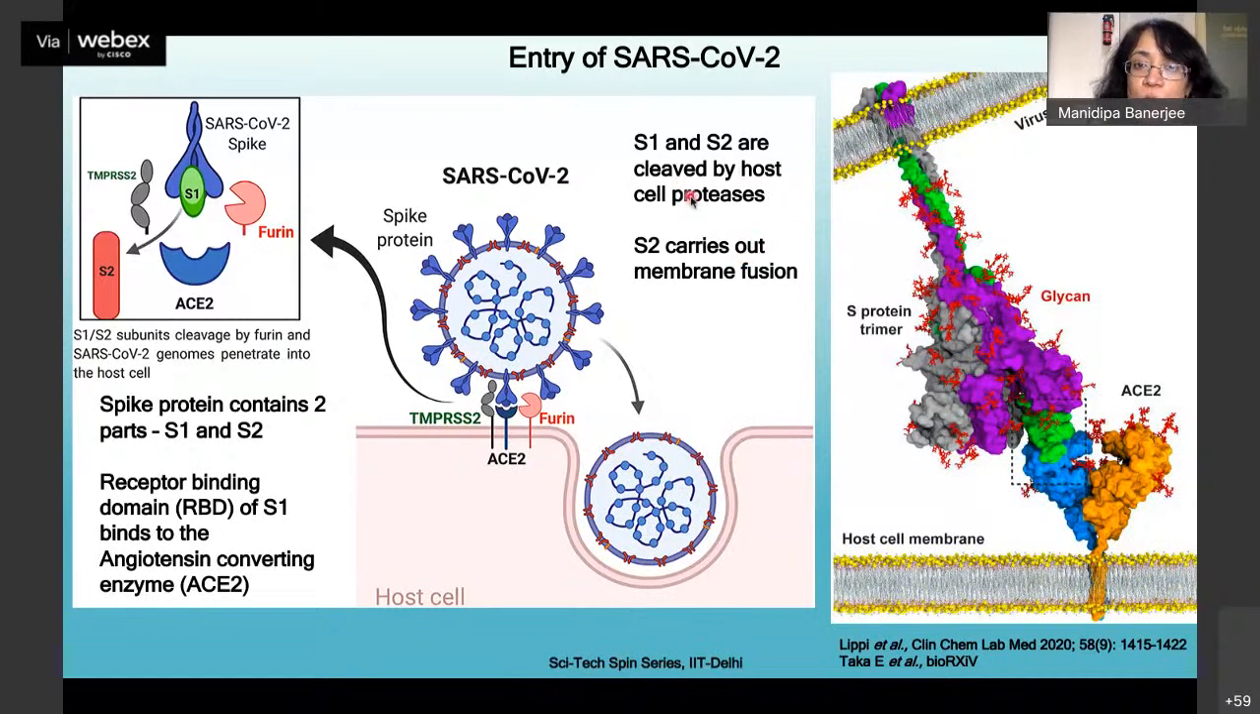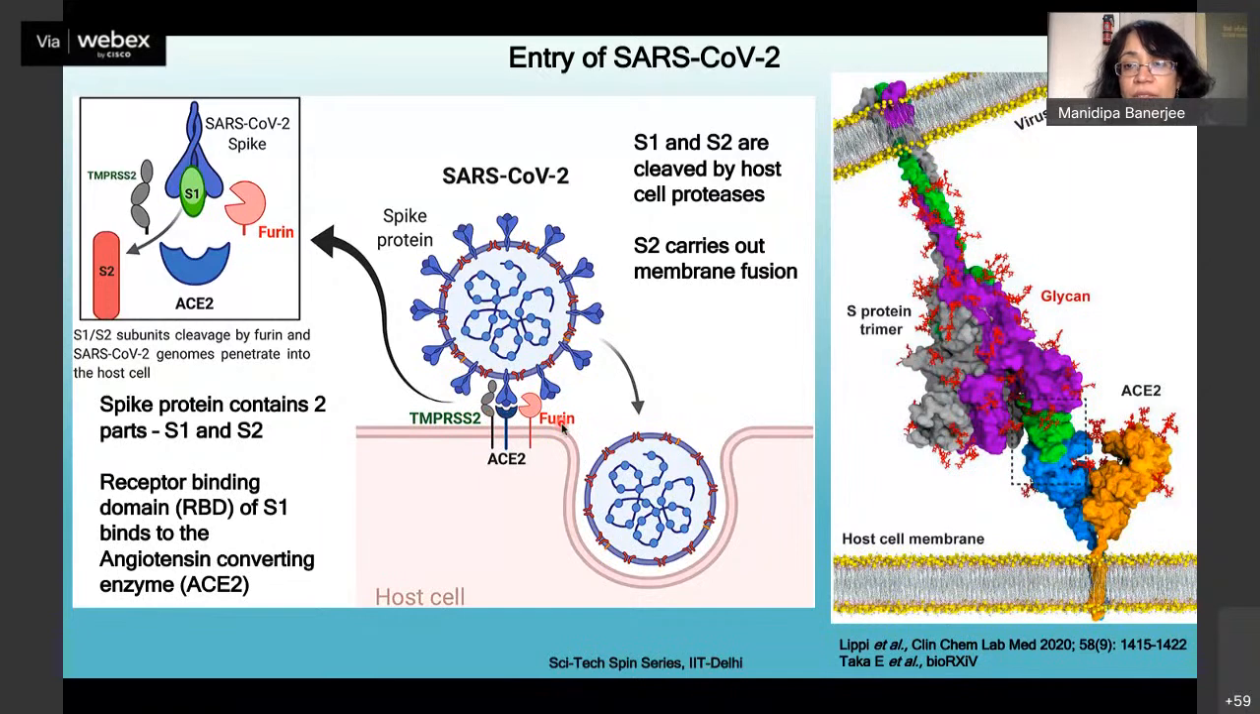Proteases are enzymes which cut proteins, right? So this entire S protein has to be cut into two halves, S1 and S2. And that cutting is done by some of our own proteases. One of them is furin and the other is TMPRSS2.